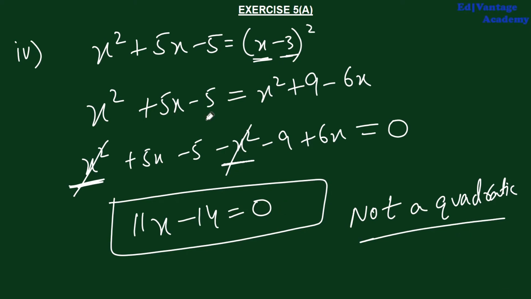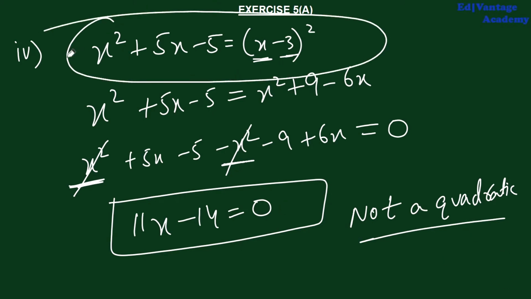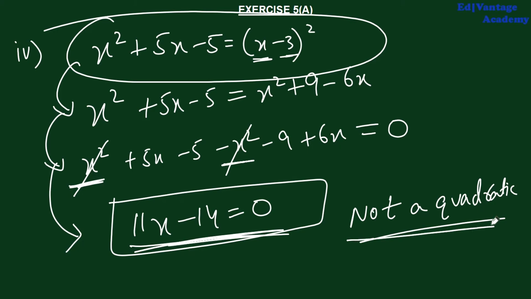Okay, so just by looking at the equation, if you see a square is there, don't finalize that it's a quadratic equation. Simplify it, you will get to know whether it's really a quadratic or not. After simplifying, you have to tell whether it's quadratic or not. So if you do the fifth one and sixth one in the same way, I'm sure you will get it.